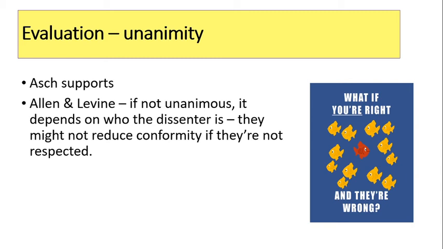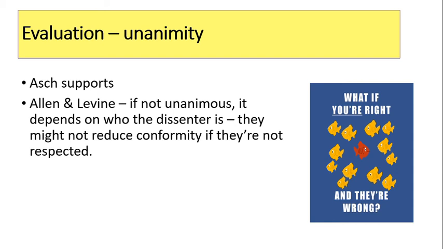But what Allen and Levine did was they gave an ally to the person who was giving the correct response, but they deliberately made this person look like they were visually impaired. So the partner was wearing glasses with really thick lenses, and it's obviously a vision-based task, isn't it? So they've done that on purpose. And what they found was that if they did have social support in that sense, it didn't affect their conformity. The conformity rate stayed more or less the same.